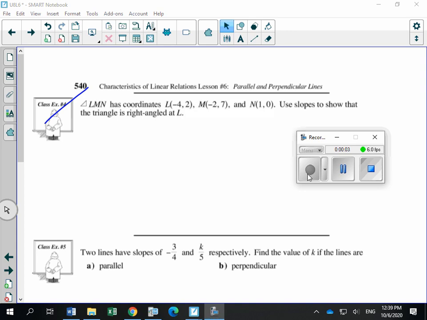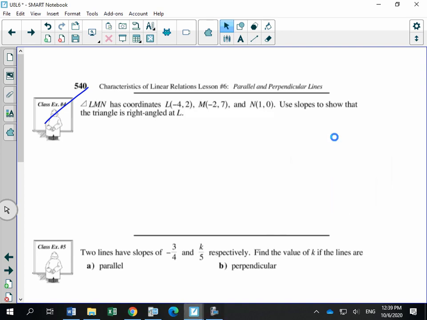Hi, Math 10s. There's one additional question that I need to do from Lesson 6. So Lesson 6 was on parallel and perpendicular lines. So open up your workbook to page 540, and we're going to do class example 5 together, and then I'll assign some homework questions, and I'll do one of the homework questions with you.